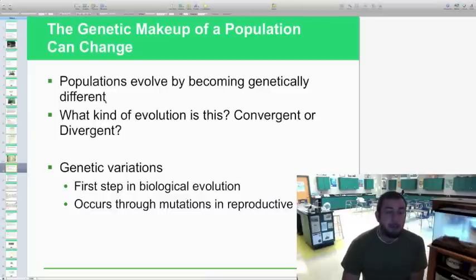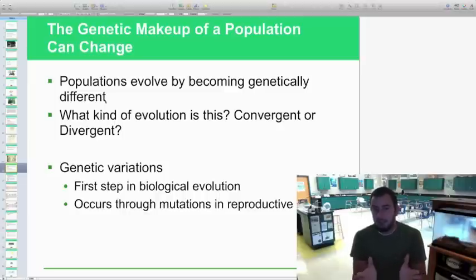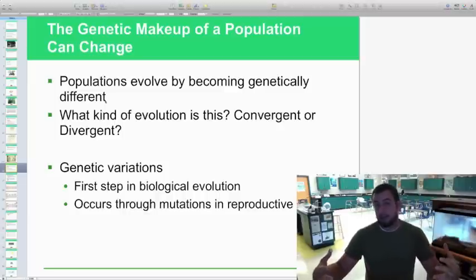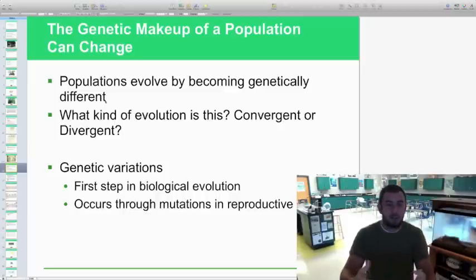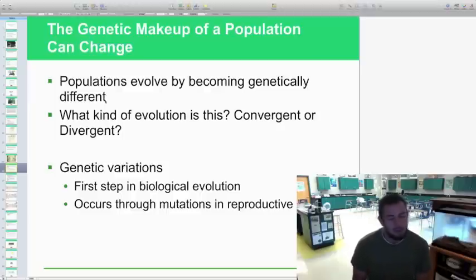All right, so the genetic makeup of a population can change. Populations evolve by becoming genetically different. Well, what kind of evolution is this? If we're becoming genetically different, then it would be divergent evolution. If we are dissimilar and then becoming more similar as far as evolution goes, it's called convergent evolution. It's like convening, coming together, versus diverging, leaving or going apart. This should be a review for you based on your biology lessons.